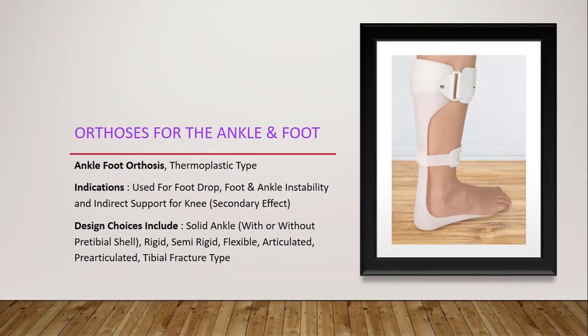Ankle foot orthosis, a thermoplastic type. Indications: used for foot drop, foot and ankle instability, and indirect support for the knee, which is a secondary effect. Its design choices include solid ankle, with or without a pretibial shell, rigid, semi-rigid, flexible, articulated, pre-articulated, and tibial fracture type.